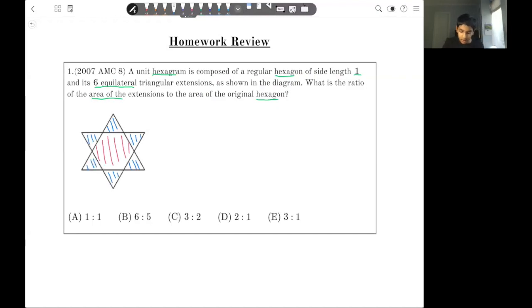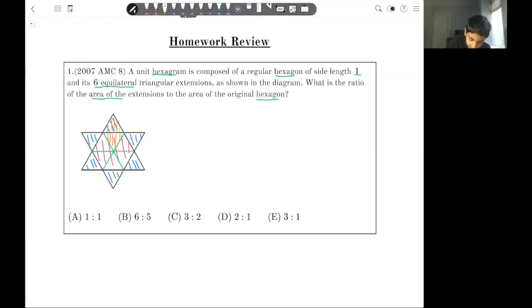Right? So we have to find the ratio of the area of the inside hexagon to the area of the extensions to the hexagon. If you remember from last class, we just divide up our hexagon into 6 equilateral triangles. That's a very important fact that we're going to be using today too. So you divide up the hexagon into 6 equilateral triangles, and then we know that this area is the same as this area.